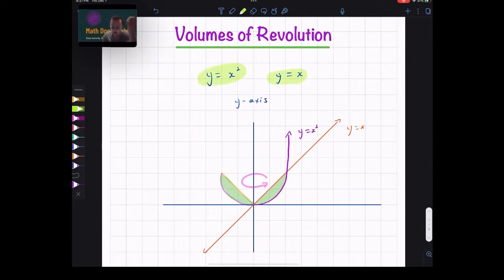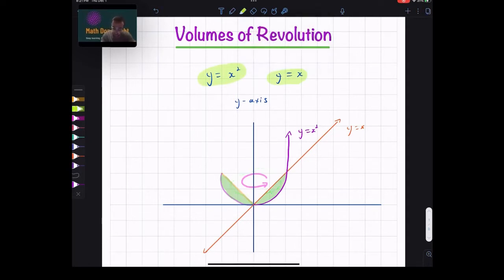Here we have the most basic one, because this is sort of the introduction to the concept. We're just going to do a simple example, then we'll get more complicated. They give you two graphs of functions, and they bound an area, right? There's some area contained in them, and then you spin that area, and this is what this pink thing is indicating.